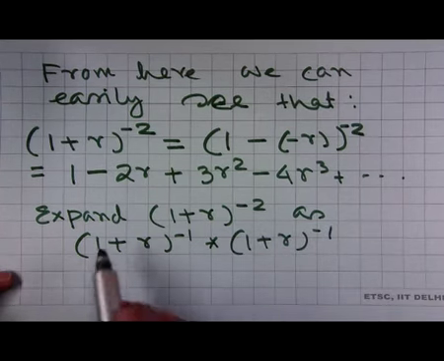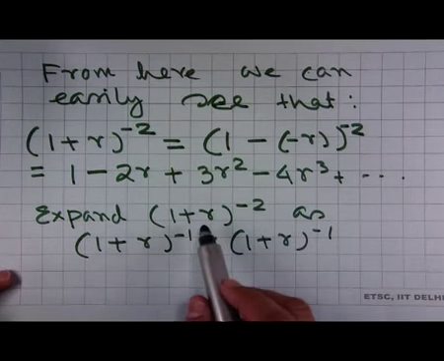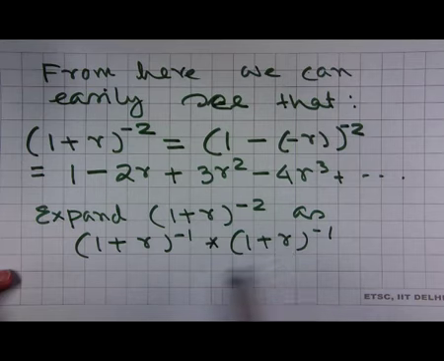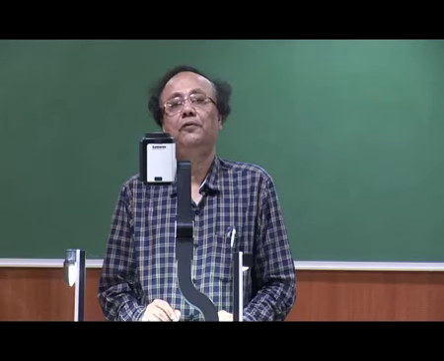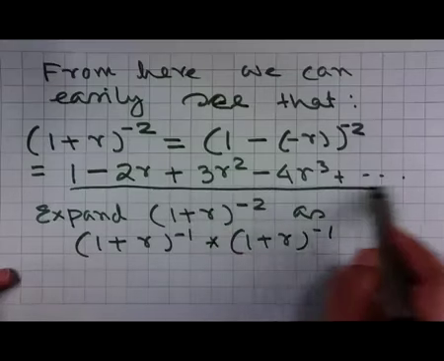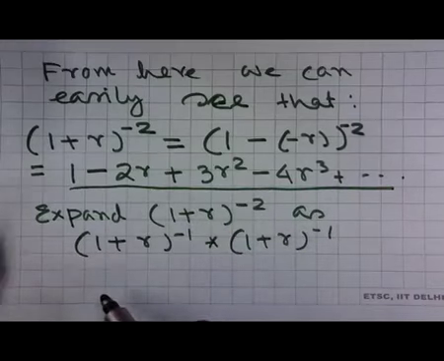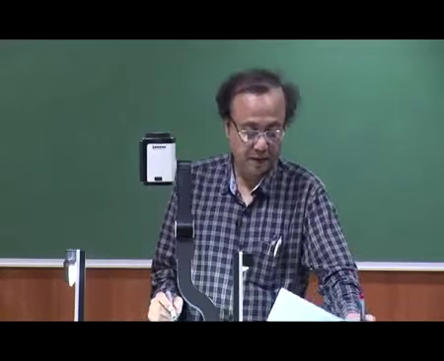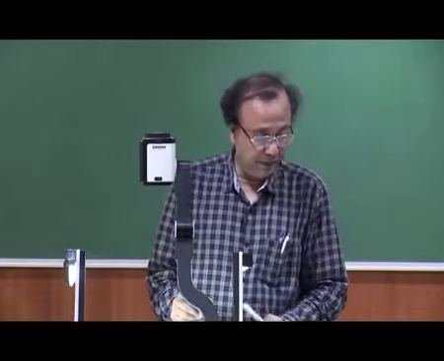I suggest that you expand (1 plus r) whole to the power minus 2 as the product of (1 plus r) to the power minus 1 into (1 plus r) to the power minus 1, and then try to match the coefficients and try to obtain this as the expression for (1 plus r) whole to the power minus 2. Let me go to the next problem.